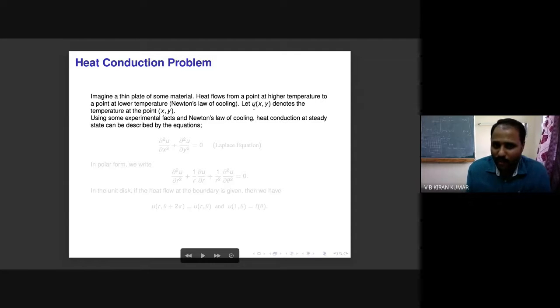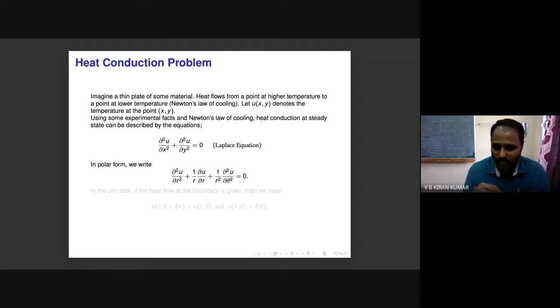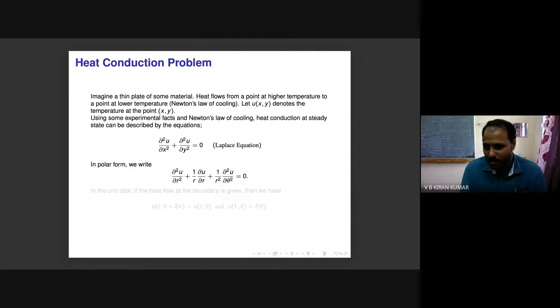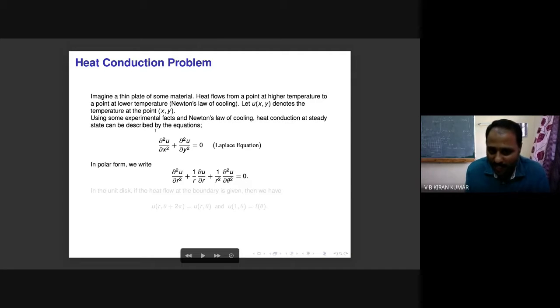Now assume that u(x,y) denotes the temperature at the point (x,y). You have a thin plate and the temperature at an arbitrary point inside it. Using some experimental facts and again Newton's law of cooling, consider heat conduction at steady state. Steady state is important: after a certain stage it will attain the steady state, where things will not depend on t, the time. If it is not steady state, on the right-hand side you will have something which depends on t, some derivative with respect to t. So what we obtain is the Laplace equation.